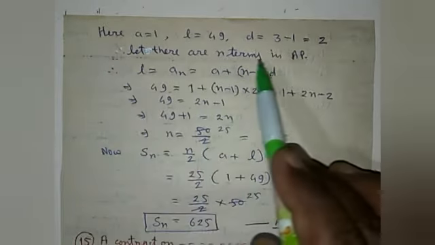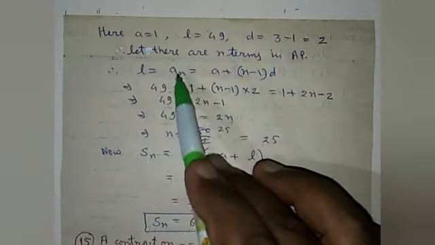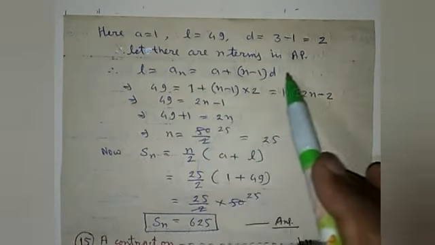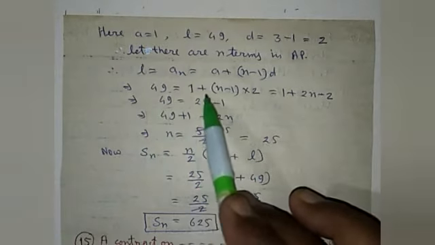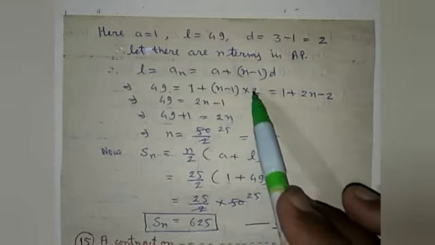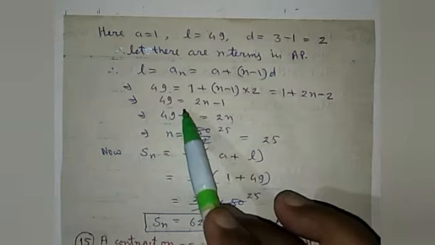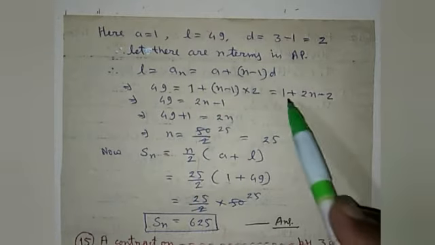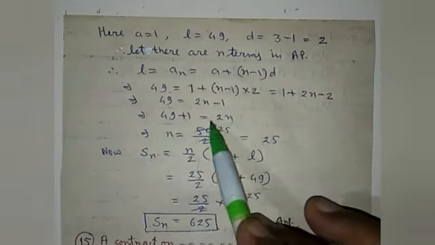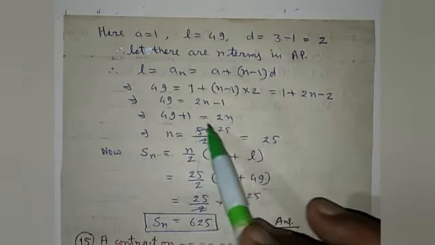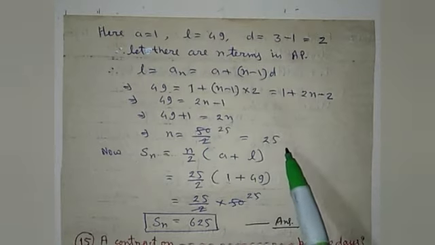So let there be n terms in the AP. Hence last term l is equal to an, that is equal to a plus n minus 1 into d. Substituting the values we get here 49 is equal to 1 plus n minus 1 into 2, that is equal to 1 plus 2n minus 2. Hence 49 is equal to 2n minus 1. 1 minus 2 is minus 1. So here 49 plus 1 is equal to 2n. Hence n is equal to 50 divided by 2, that is equal to 25. So number of terms are 25.